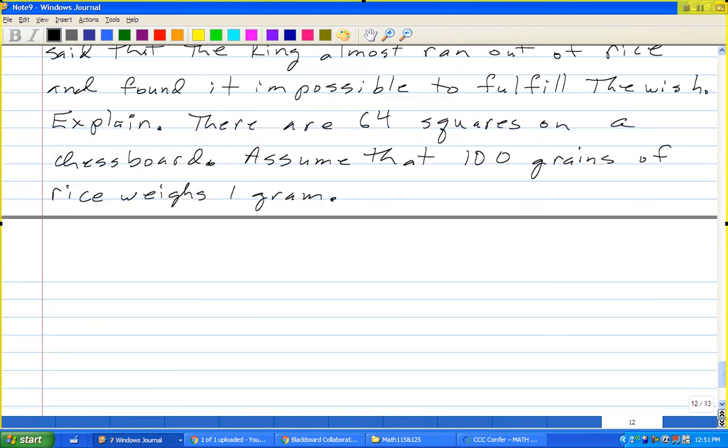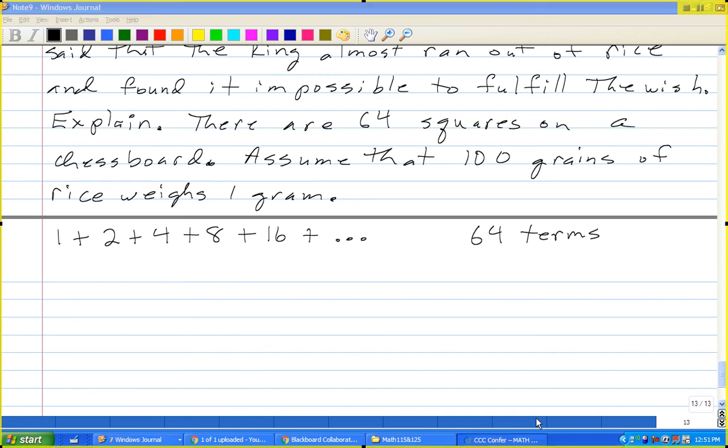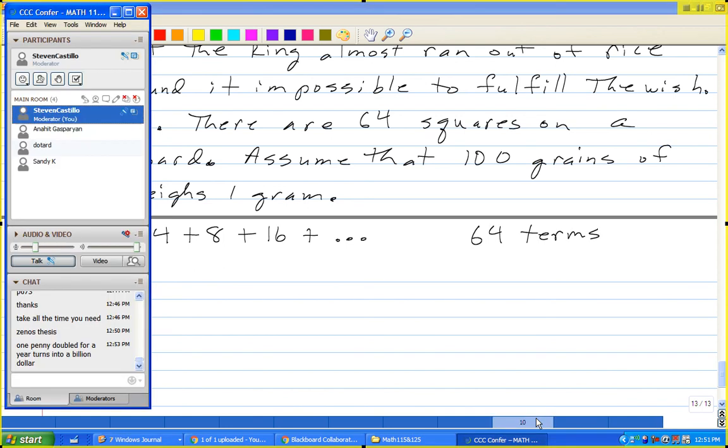Okay, so let's do this. Basically, what we want is 1 grain of rice on the first square, then 2 grains, then 4 grains, then 8 grains, then 16, and you keep adding these all up, and you add up the first 64 terms because there's 64 squares.